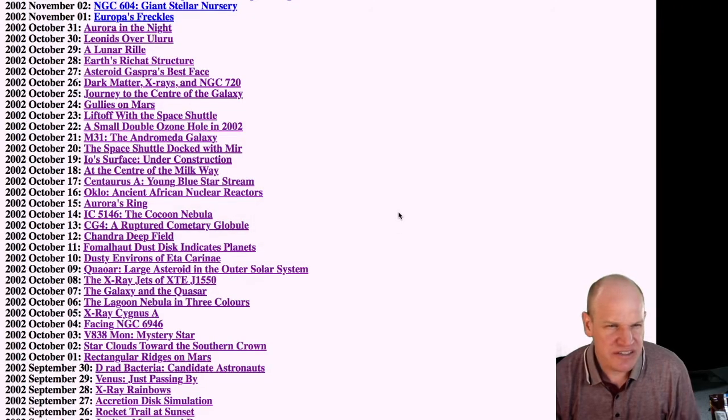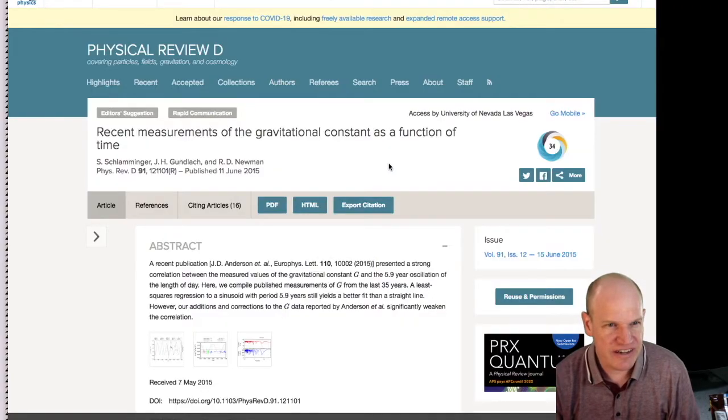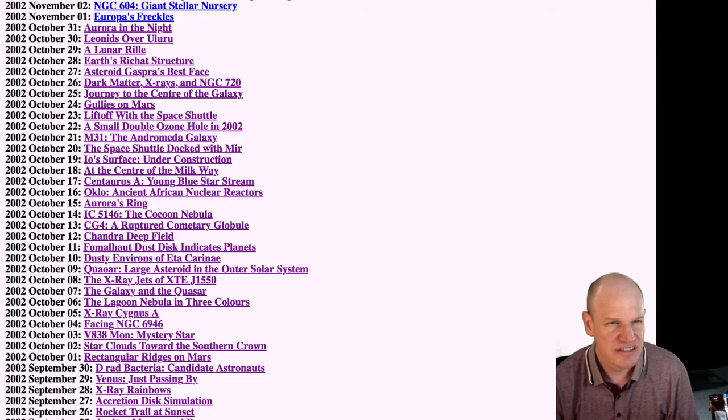All right, here is the Astronomy Picture of the Day catalog. Where did the Cavendish experiment go? Here we go, the Cavendish experiment. So here is a drawing of the apparatus itself.